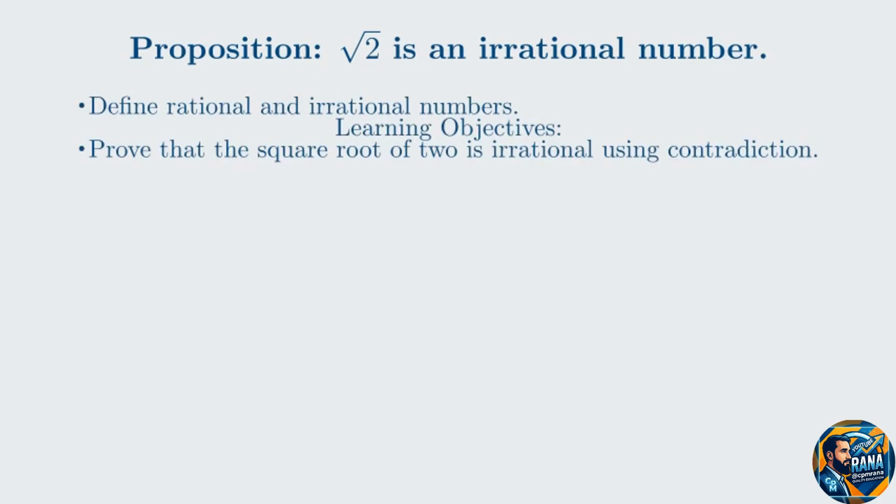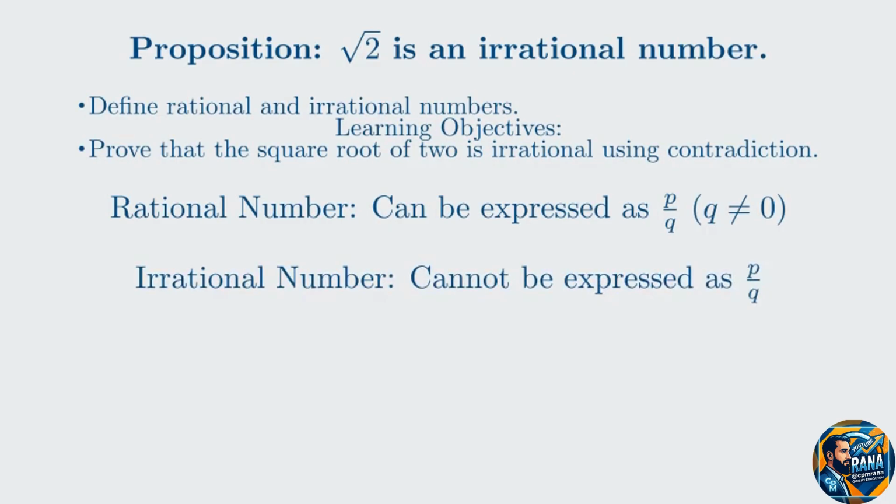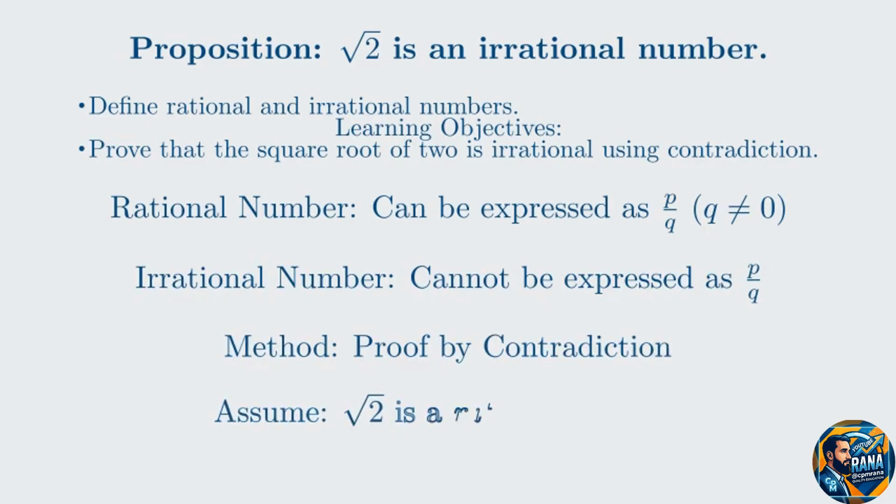To understand this proof, we first need to recall what a rational number is. A rational number is any number that can be expressed as a fraction of two integers, where the denominator is not 0. An irrational number, like the square root of 2, is a number that cannot be written as a simple fraction. We are going to use a method called proof by contradiction. This means we will start by assuming the opposite of what we want to prove, and show that this assumption leads to a logical impossibility.